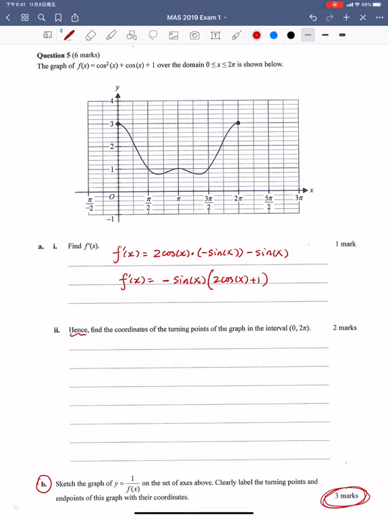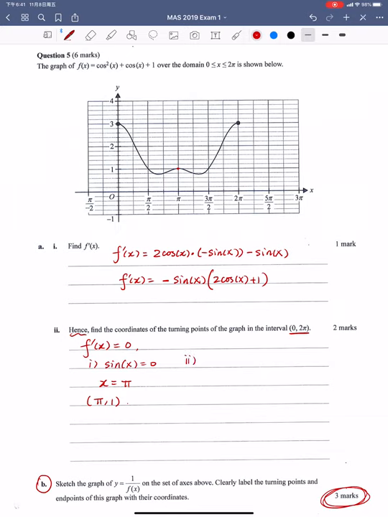Hence, find the coordinates of the turning point of the graph in the interval 0 to pi, both exclusive. I would say f dash of x equals 0. So sine x equals 0. From 0 to 2 pi, we only have x equals pi because we can't take x equals 0 or x equals 2 pi. And obviously on the graph is (pi, 1), so the turning point is (pi, 1).